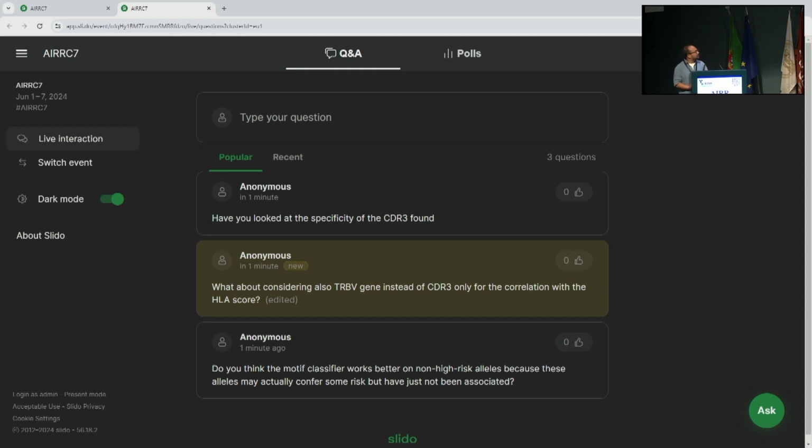The third one, do you think that the motif classifier works better on the non-high-risk alleles because these alleles may actually confer some risk, but have just not been associated? So it's not like there's a fixed line that this is associated, this is not. There is a gradual thing. Yeah, I mean, maybe this is my naive thought, but I just think it's actually very exciting that it performs better in the low-risk situation where you need something to perform better, right? In the high-risk situation, you already have a pretty robust classifier in the genetic risk score, right?